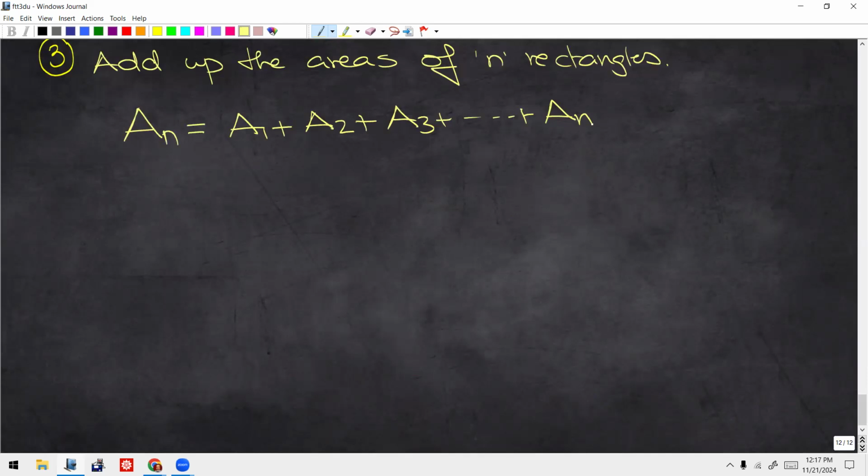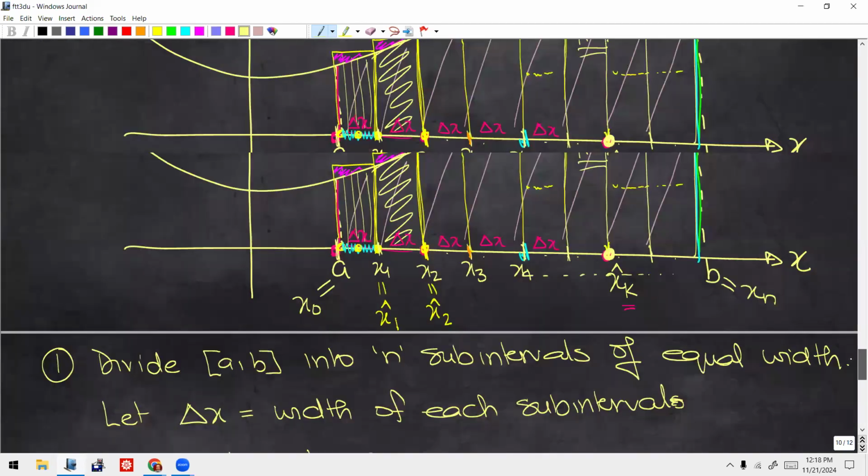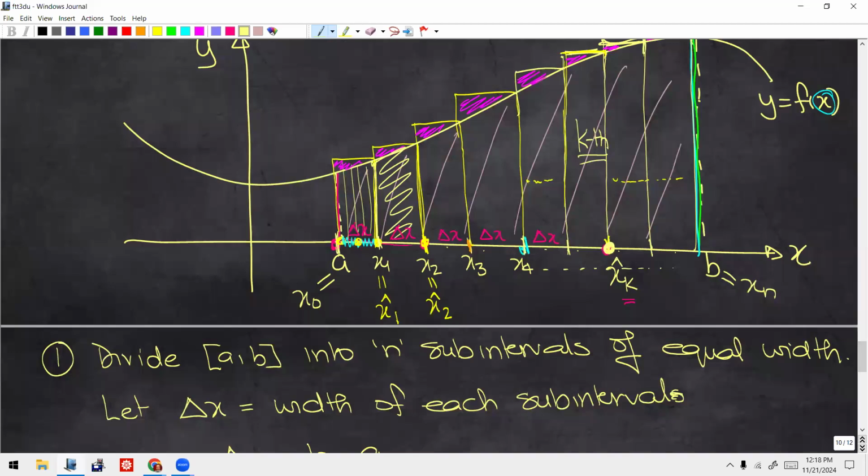All right, let's do it. You guys help me. What is the area of the first rectangle? Think about it for a second. What is the area of a rectangle in general in geometry? Length times width. Okay, so what is the length of the first rectangle? The length would be this guy, correct? The height of the rectangle. The width would be this, correct? What is the width always? We already said it's always going to be delta x.